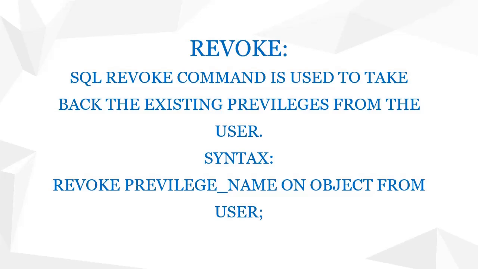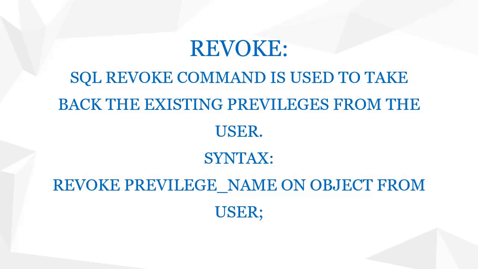In SQL, the revoke command is used to take back the existing privileges from that particular user. For example, consider you have given the select privilege to a particular user. Now you want to take back that select privilege from that user. In that case, we use the revoke command.